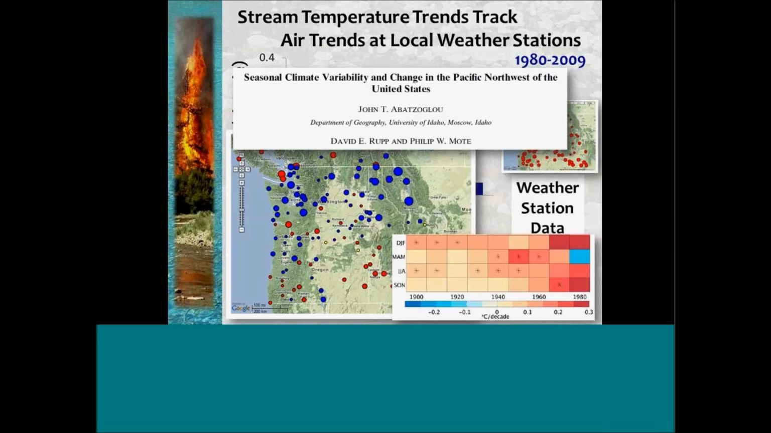And so this was recently confirmed again by a paper by John Abatzoglou and Phil Mote that came out recently, that over the last 30 or so years, during the spring at least in the Northwest, there's been a cooling trend. And so streams very, very much do seem to be tracking what local climate, as related to air temperature trends, are telling those streams to do, the warming or cooling.